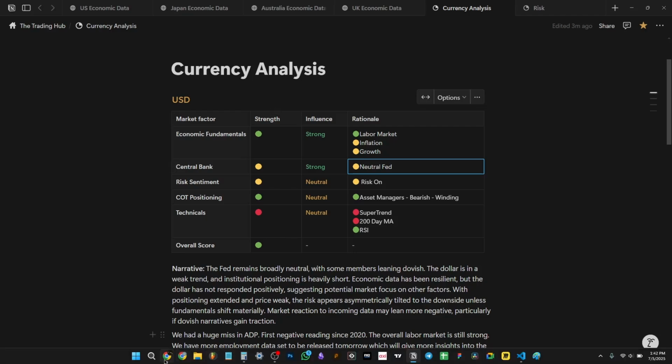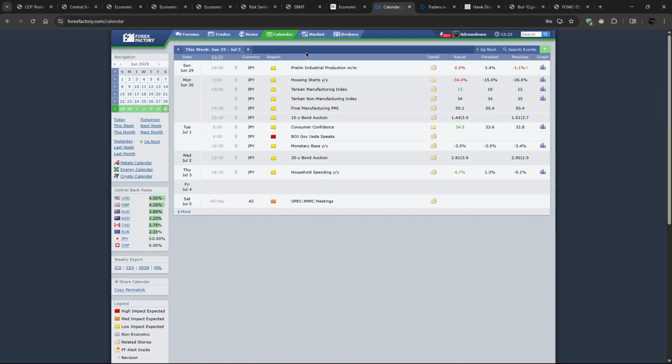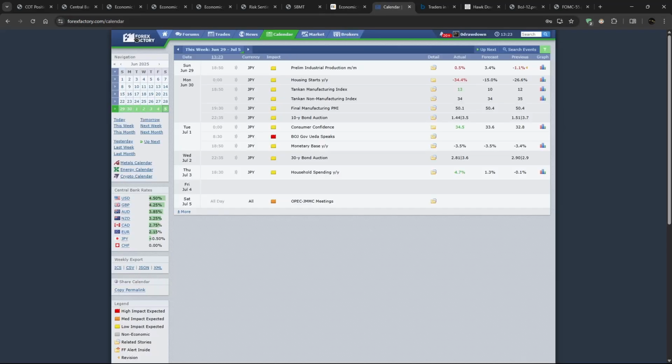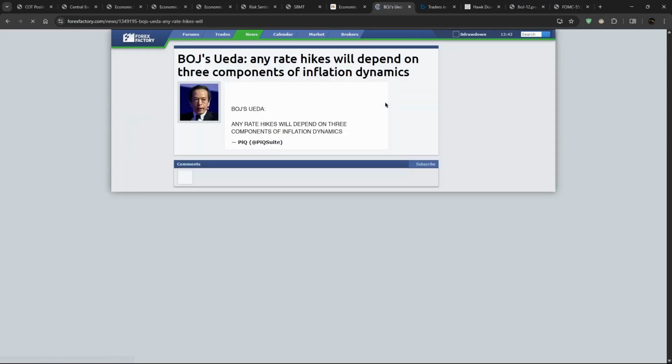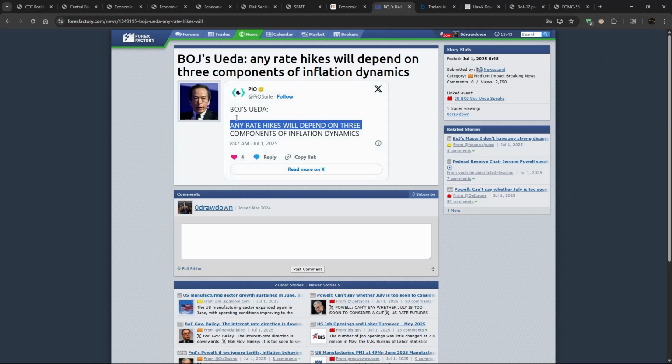And you can get all of this data on central bank meetings from FX Street right here, or you can go to Forex Factory and read and see central bank meetings. So here you had BOJ Governor Ueda speak. You can open this here and basically read what they said. So the most recent BOJ speech, you had Governor Ueda saying this, so you can just read all of that and understand whether they're dovish or hawkish.